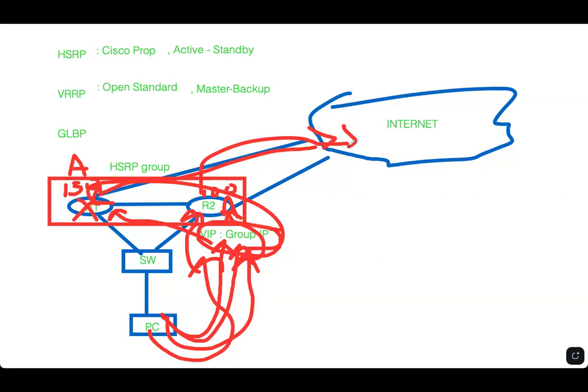Okay. So there is a concept called preempt.